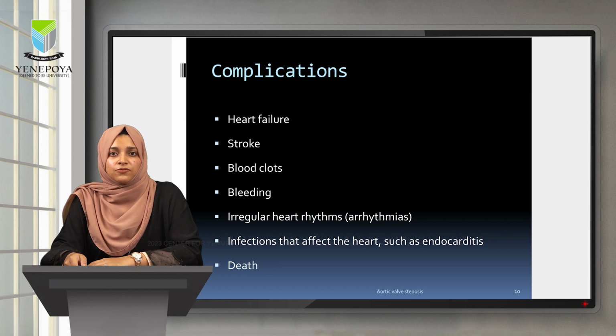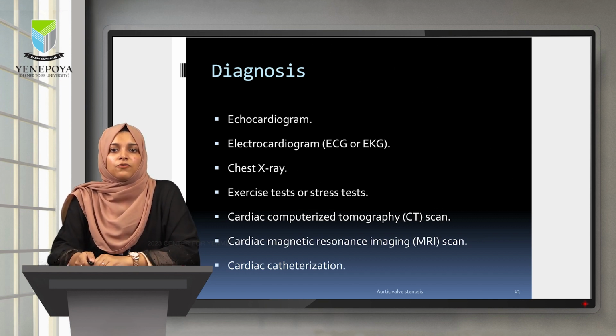We will talk about the complications of aortic valve stenosis, that is heart failure, stroke, blood clots, bleeding, irregular heart rhythms called arrhythmias, infections that affect the heart such as endocarditis and of course death. Now we will talk about the diagnosis of aortic valve stenosis. How do we recognize aortic valve stenosis? Echocardiogram, electrocardiogram, that is the ECG, chest X-ray, exercise test or stress test, cardiac computerized tomography also known as the CT scan, cardiac magnetic resonance imaging scan, that is MRI scan, and cardiac catheterization.